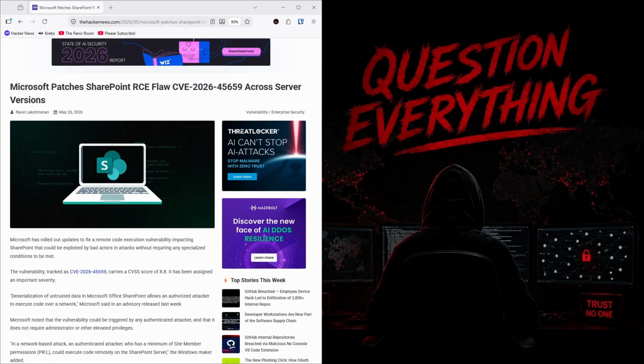And the reason this matters so much is because it's SharePoint. This isn't some random niche product. SharePoint is everywhere in enterprise environments. Companies use it for internal documentation, collaboration, file storage, workflows, HR docs, finance docs, and sometimes it becomes the backbone of internal operations. So when Microsoft drops a patch for an RCE involving SharePoint, admins need to pay attention quick.